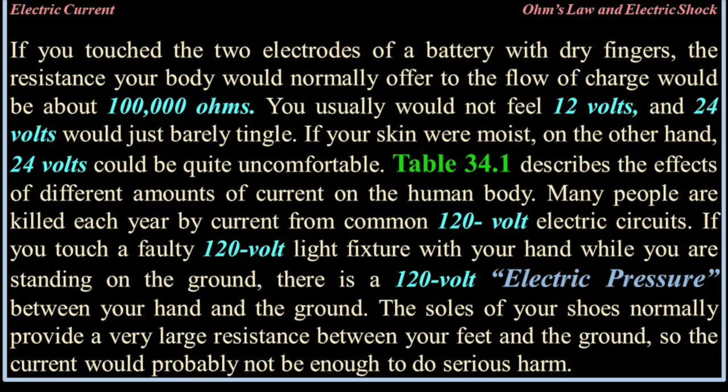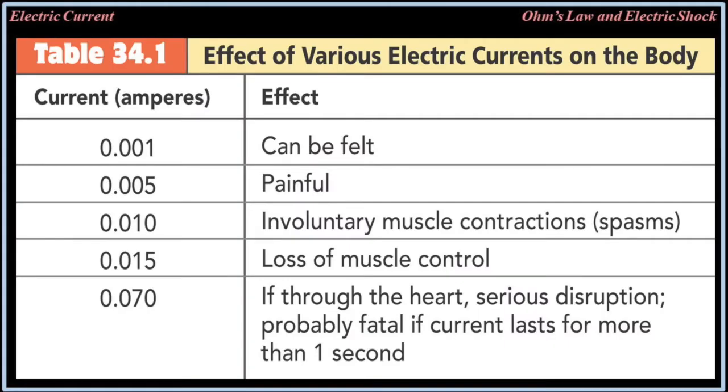If you touch the two electrodes of a battery with your dry fingers, the resistance your body would normally offer to the flow of electrons would be about 100,000 ohms. You usually would not feel 12 volts, and 24 volts would just barely tingle. If your skin were moist, on the other hand, 24 volts would be quite uncomfortable. Table 34.1 describes the effects of different amounts of current on the human body.